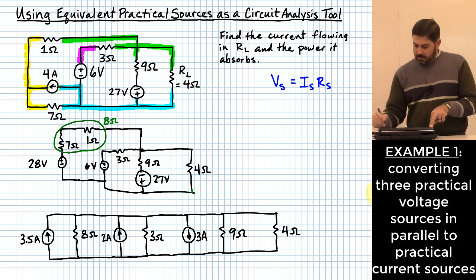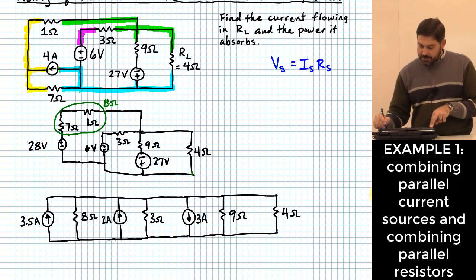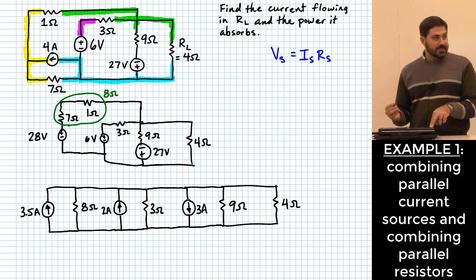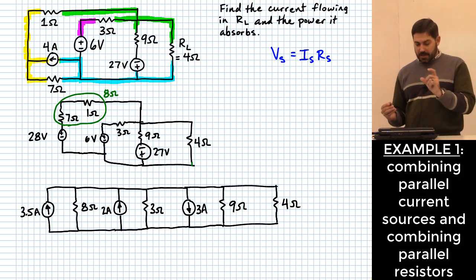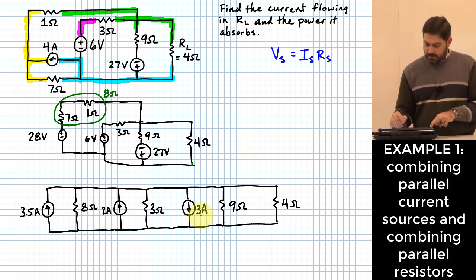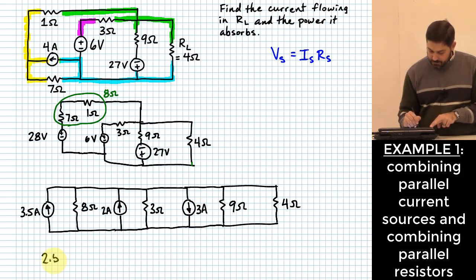Okay. Now, because I have all of this stuff in parallel, how do I combine ideal current sources when they are in parallel? They just add, right? Yeah, but you have to make sure you use the signs right according to what the arrows do. So we basically have 3.5 amps up plus 2 amps up. That'd be 5.5 up. And then 3 down. So that leaves me with 2.5 total up.